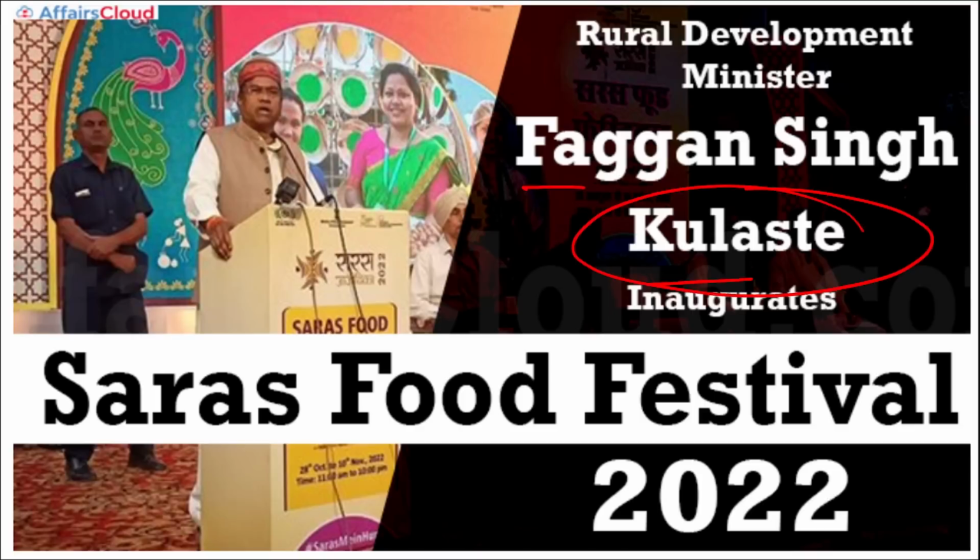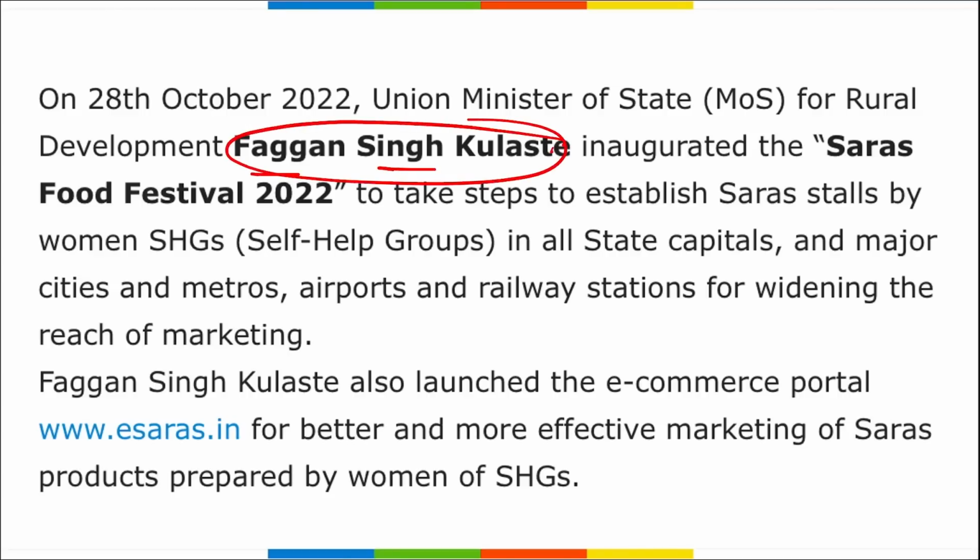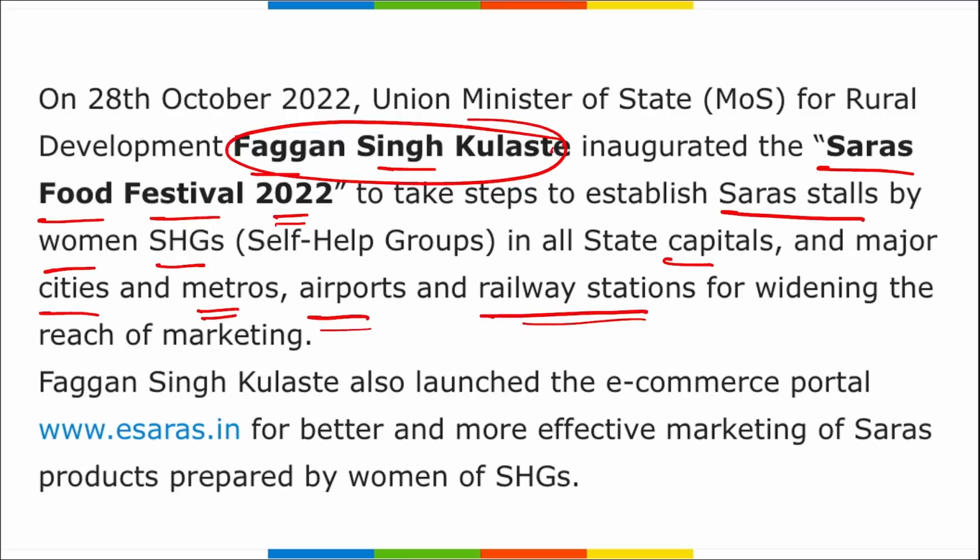Alright, in simple words, small stalls for food items will be set up in various locations. You can see the street food items will be provided here by the small self-help groups of women, so that they can earn some money. I repeat, Faggan Singh Kulaste, who is our Minister of State for Rural Development, inaugurated this Saras Food Festival 2022. The main aim of this is to establish Saras stalls by women self-help groups, and these will be established in various state capitals, major cities, metropolitan areas, airports, railway stations, so that they can reach a large audience, as well as sell their products to a large audience for some earning. Alright, highly important, remember this.